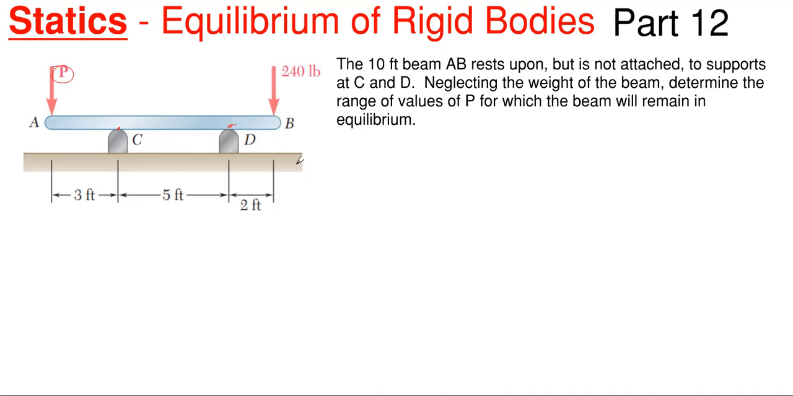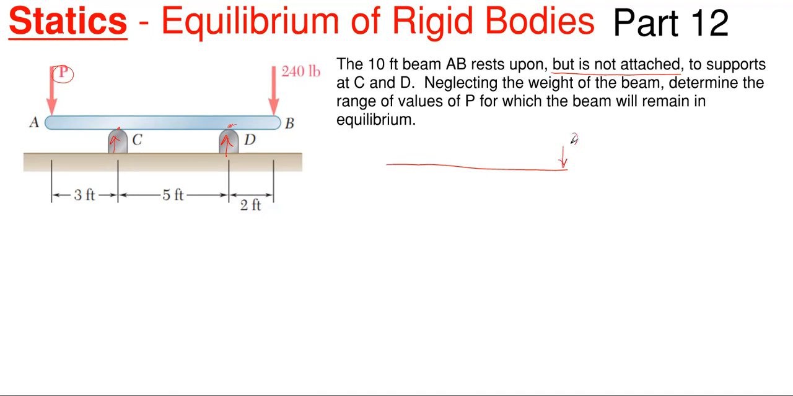So the trick here is to realize that because it is not attached, the reactions at C and D can only be going in the upward direction. They can only be pushing back and reacting to the forces going downward. If C and D were to be going downward, that means that they would be able to grab onto the beam and hold it in the downward direction. Well, that's not the case here.